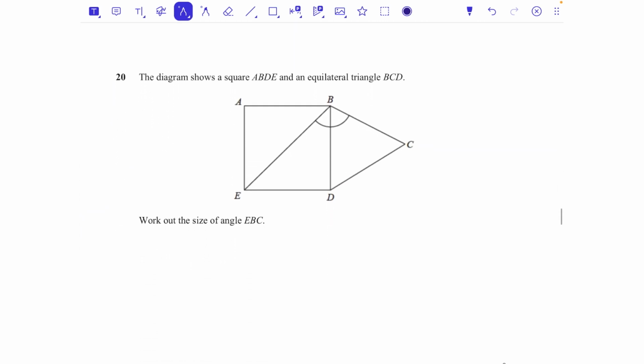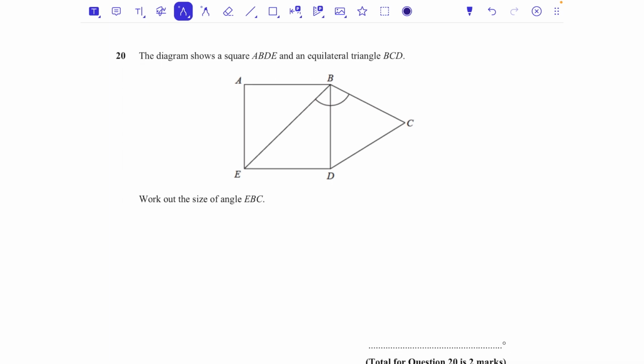Question number 20. The diagram shows a square, ABDE, and an equilateral triangle, BCD. Work out the size of angle EBC. So they've labelled that for you with that arc there like that. So E to B to C is the angle that is made when you go from E to B to C. I know that in a square, all of the corners are 90 degrees. And if we're going diagonally across, I know that this 90-degree angle here has been split in two. So this side is 45 degrees and this side is 45 degrees. So this bit is 45 degrees.